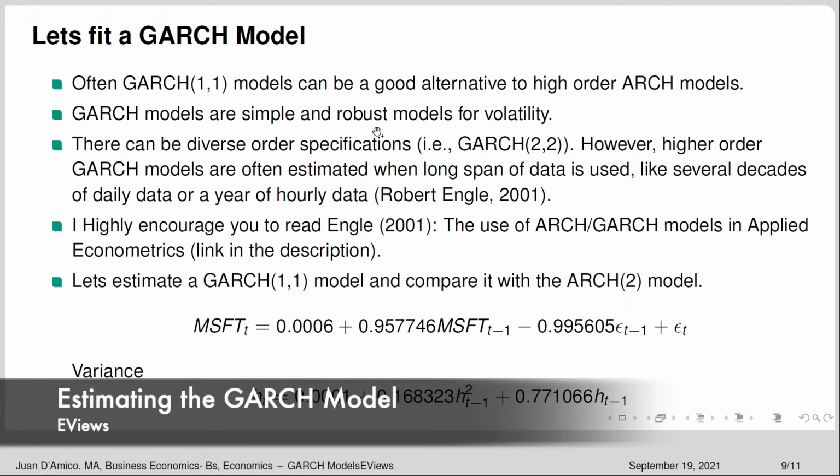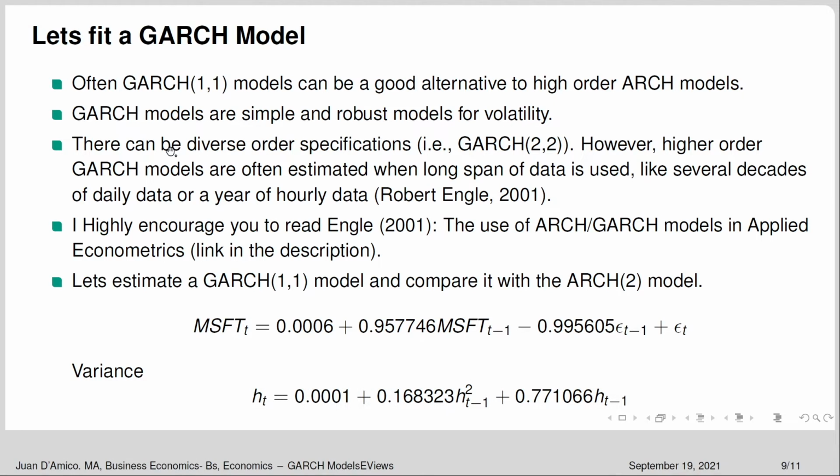GARCH models are simple and robust models for volatility. There can be diverse order specifications, for example, a GARCH(2,2) or GARCH(3,3). However, higher orders of GARCH models are often estimated when you are using a long span of data, like for example, several decades of daily data, or a year of hourly data. So you can find more details in a paper I include in the description that is written by Engle in 2001, where he's basically providing more details on when a GARCH model is more appropriate. So I highly encourage you to read this paper.